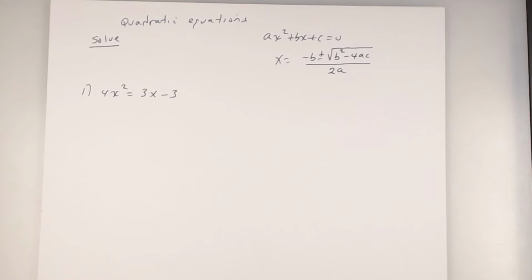Right, so you got to bring all the terms to one side because you have to have 0 on the other side. Same thing with factoring, right? You would need to put it in standard form.